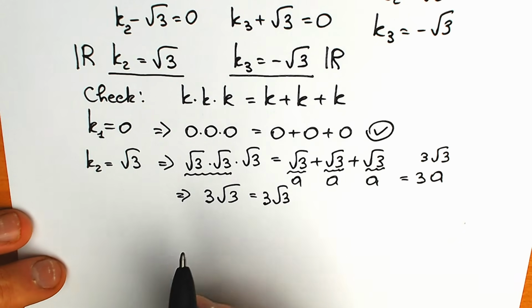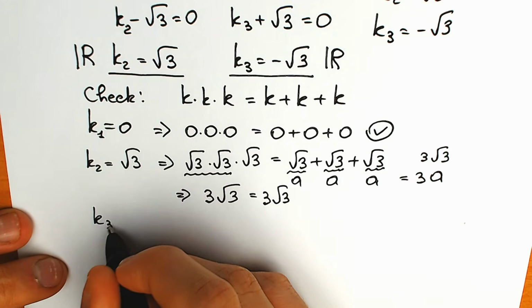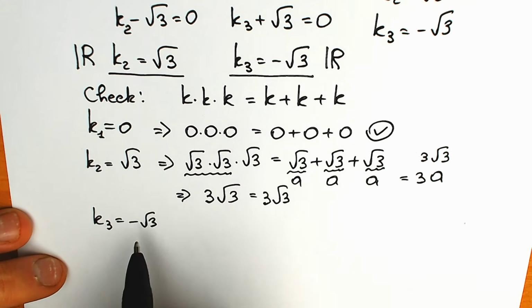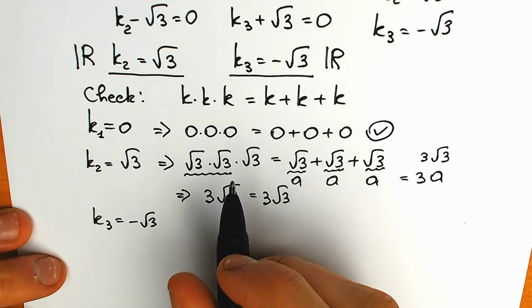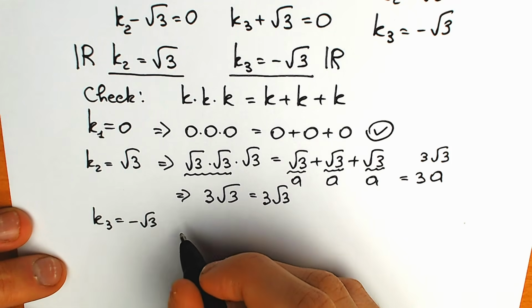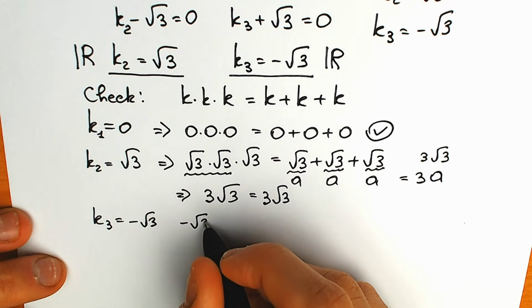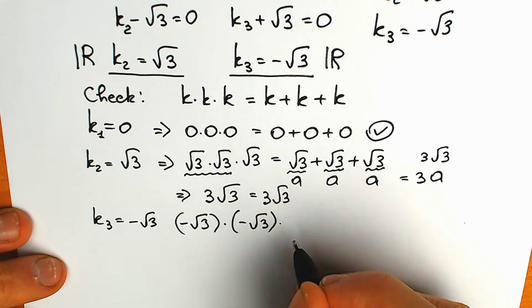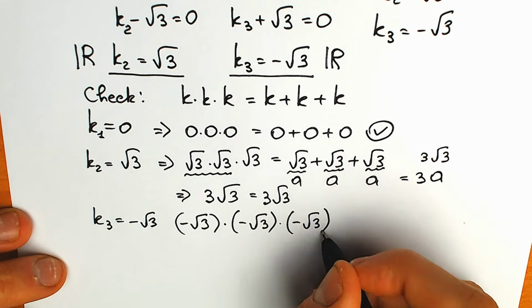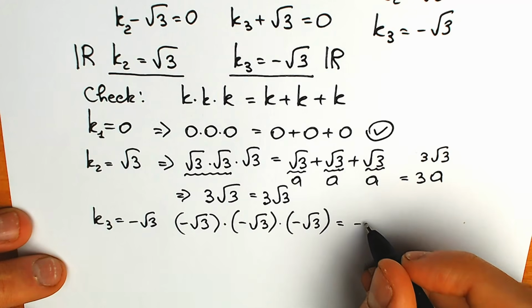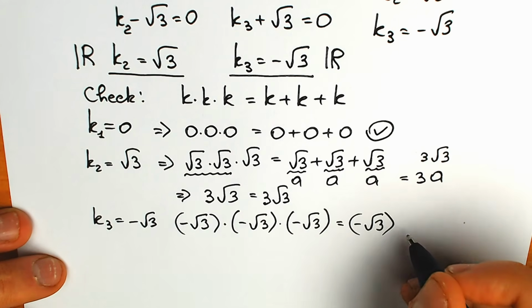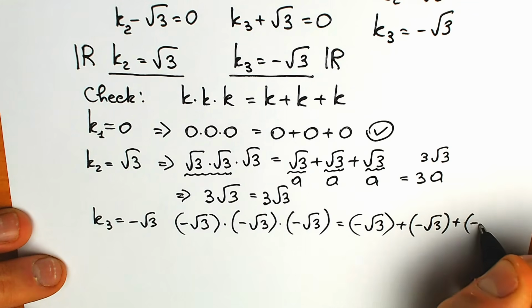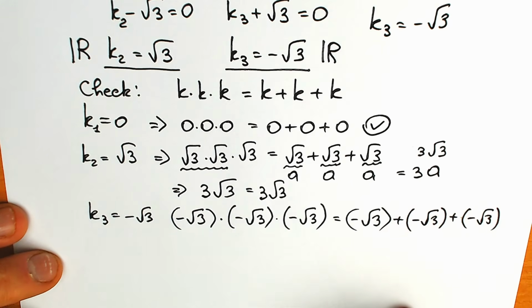Right now, the third one, so k third, equal to minus square root of 3, because sometimes it happens that maybe a root is not good, okay, and we need to reject it. So let's check it. So we have minus square root of 3 times minus square root of 3 times minus square root of 3 equal to minus square root of 3 plus minus square root of 3 plus minus square root of 3.